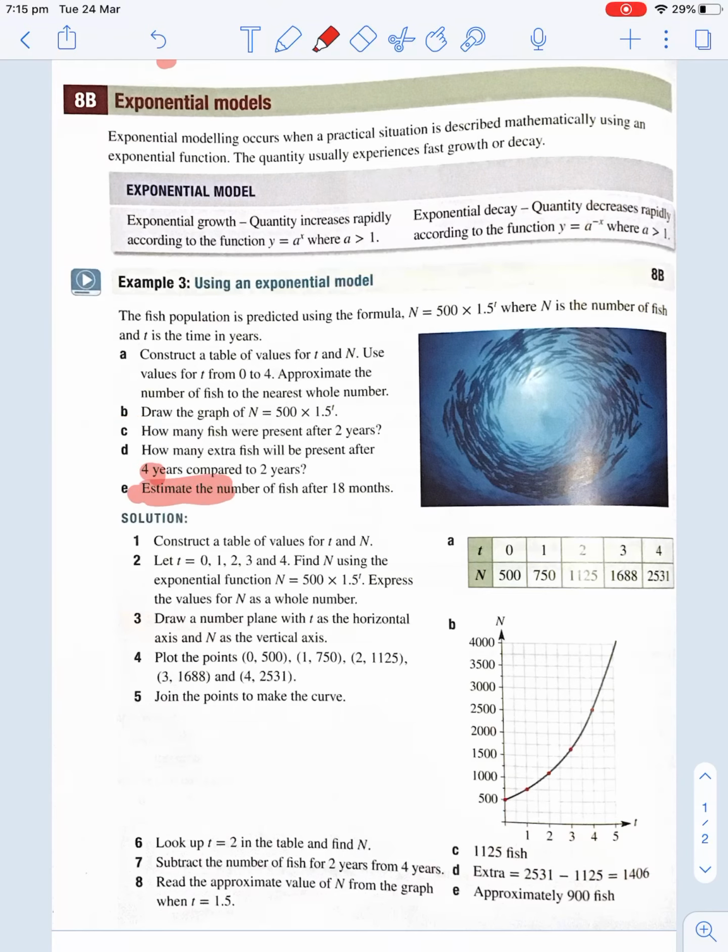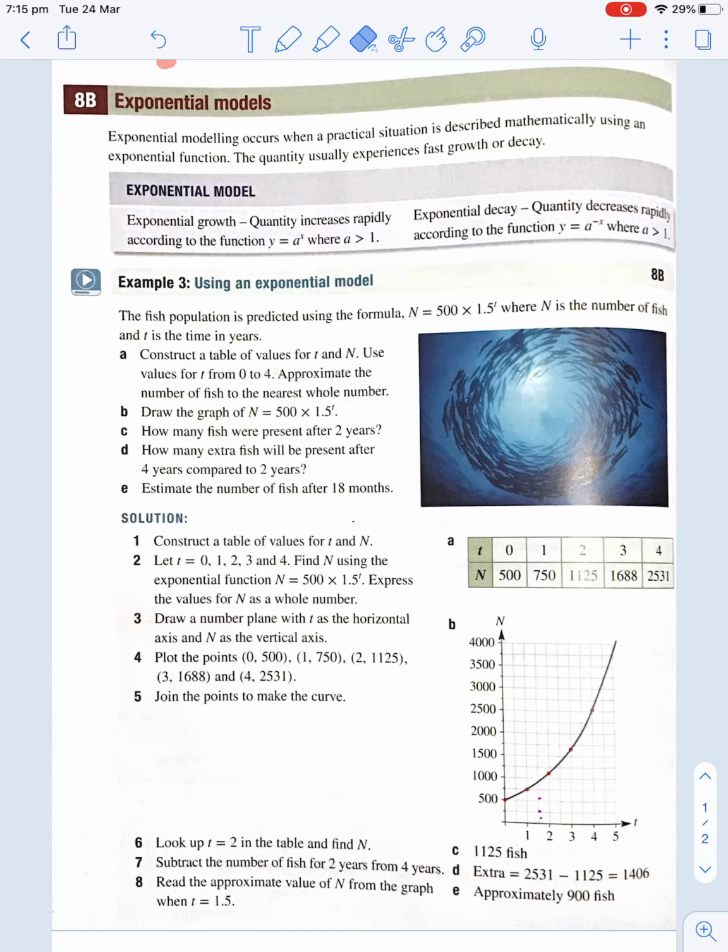Estimate the number of fish after 18 months. When you're estimating, this is where you want to be using your graph. This is why we like to graph it, because it allows us to estimate for different times. The 18-month mark is equivalent to 1.5 years, because 6 months is half a year. Going up from 1.5 years, it's approximately 900. It's just a little bit under the 1,000 mark, and here their approximation is 900 fish. That one doesn't have to be perfect, guys, but try to get something relatively close. Remember, it is just an estimate.